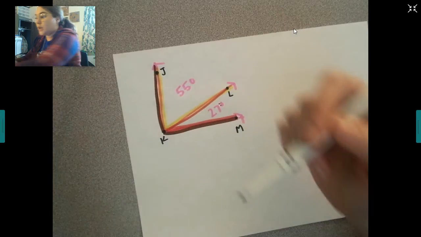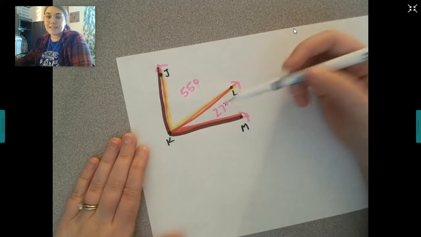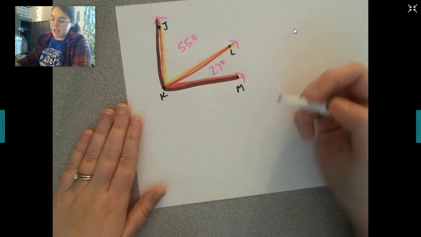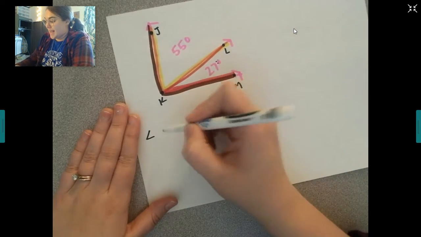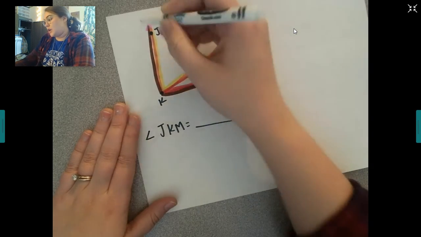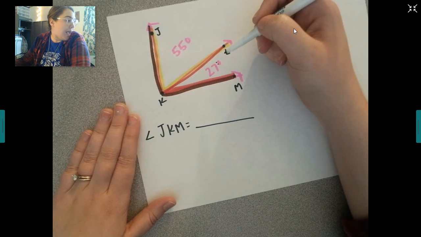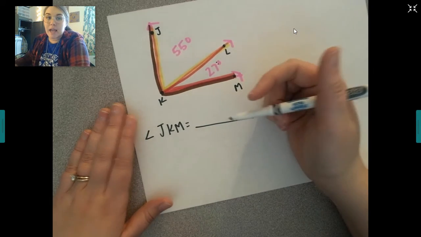So within this angle, there are three different angles. The big kahuna, and I said that in our last video, the big kahuna, and then we have the tiny pieces. So if they asked you to find the measurement of angle JKM, that's the big kahuna. That's the brown big kahuna. How would I find the measure of angle JKM?